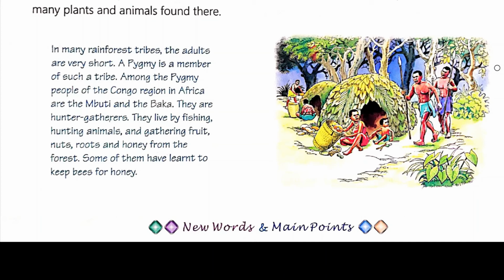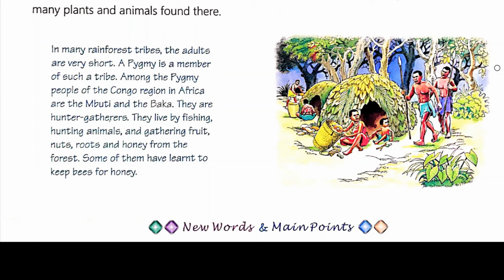A pygmy is a member of such a tribe. Among the pygmy people of the Congo region in Africa are the Mubuti and the Baka. They are hunter-gatherers. They used to do hunting. They live by fishing, hunting animals and gathering fruits. So they used to do fishing and gather fruits from the forest, and not only fruits, roots and honey from the forest. So some of them have learned to keep bees for honey.